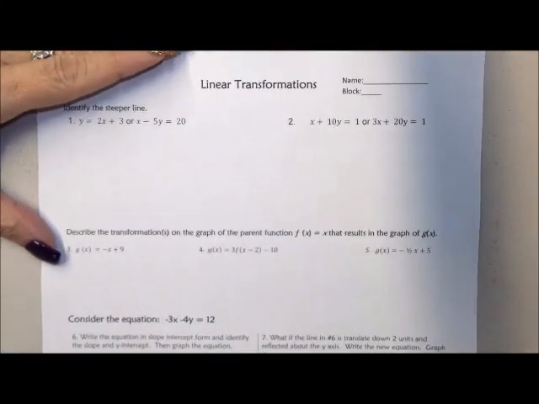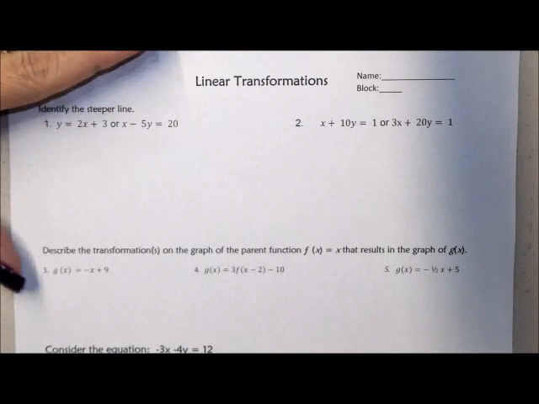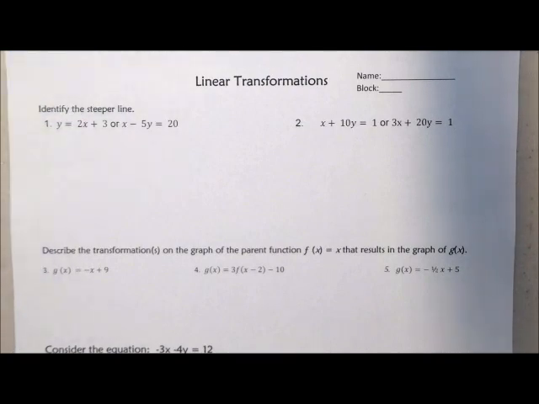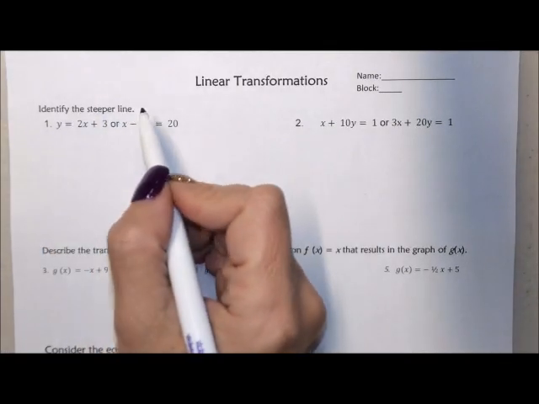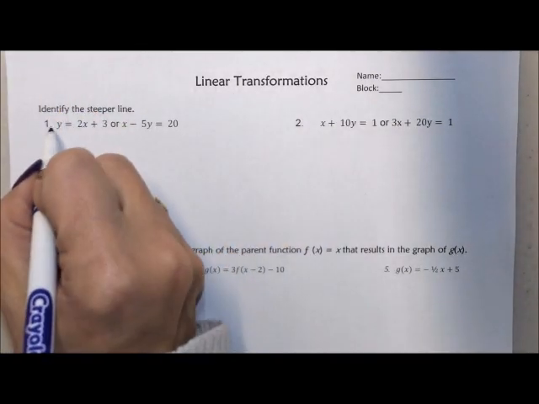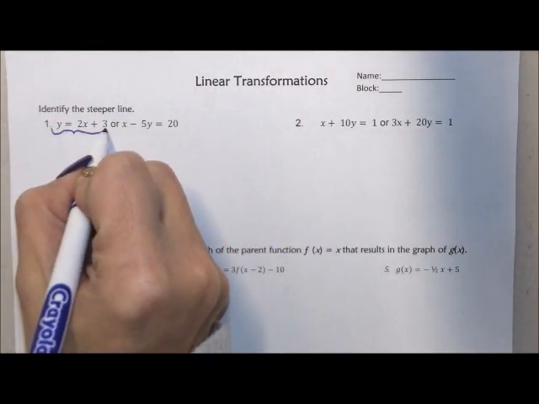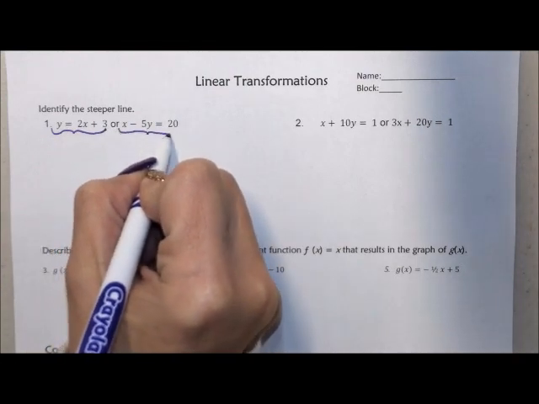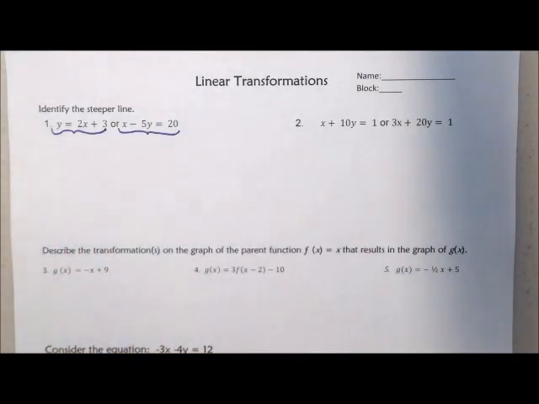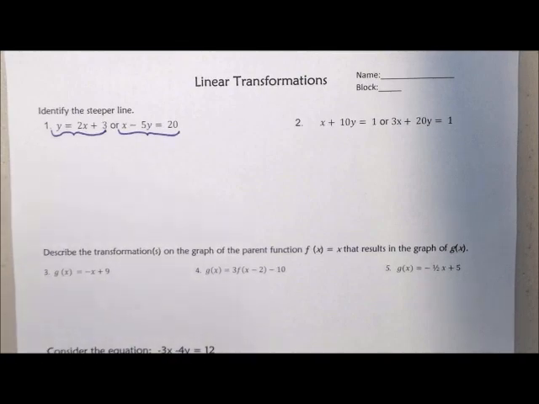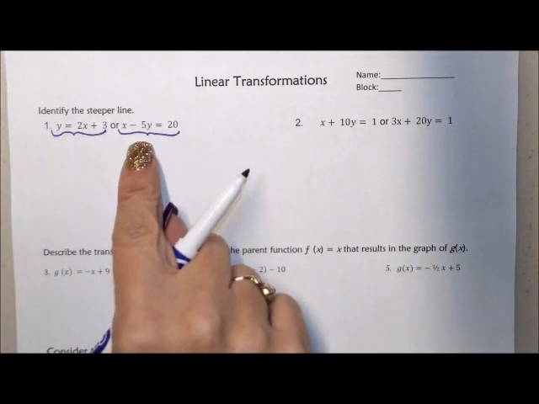So this is more with our linear transformations. Let's just take a look at some of this. Identify the steeper line. So I've got here y equals 2x plus 3 or x minus 5y equals 20. Well, in order to see which one's steeper, I need to be able to graph them.